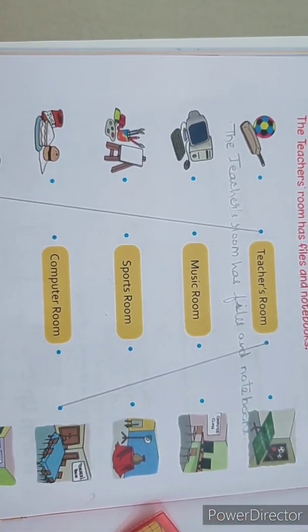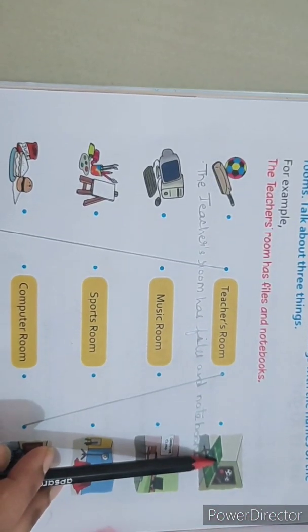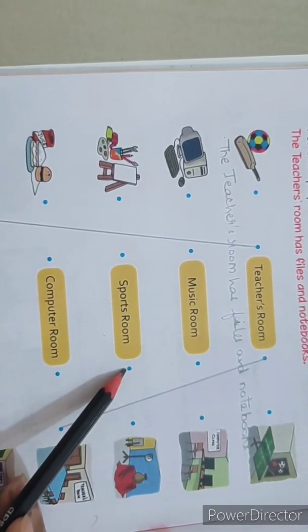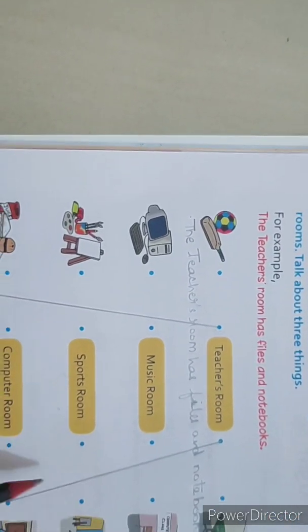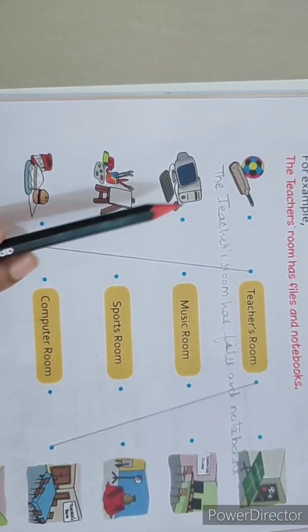And which is the sports room? Can you tell me which is the sports room? This one is the sports room. So you will draw a line from this dot and you will connect till this dot. So this is a table tennis board and the picture of the football are given on the side board. And then you will write the sentence, the sports room has bat and ball.